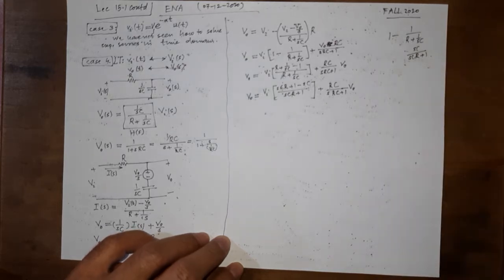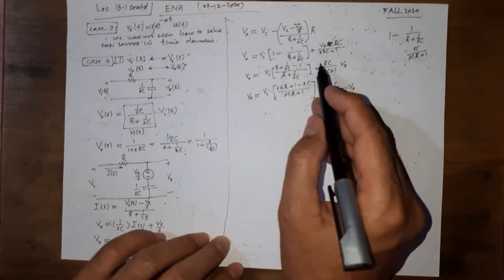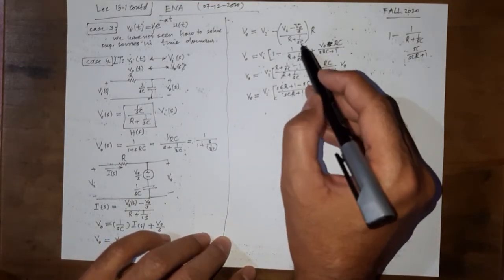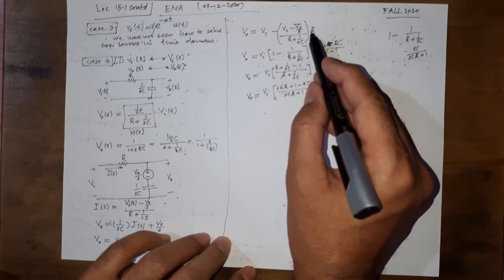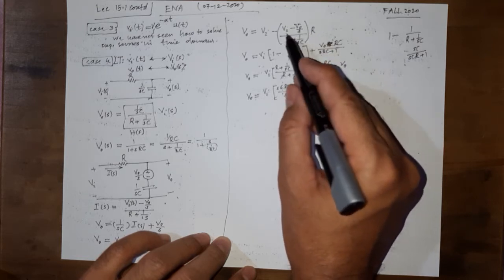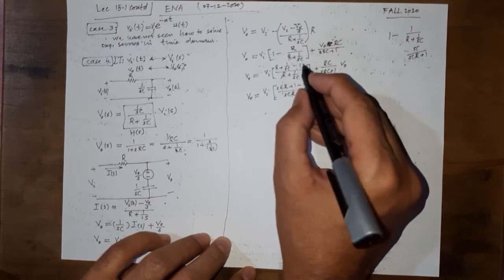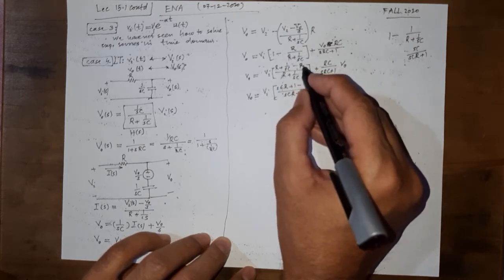Plus 1. Oh, yes, I found the mistake. I was again forgetting this R. So this R is also part of this I. So we have an R here. So now this makes much more sense.